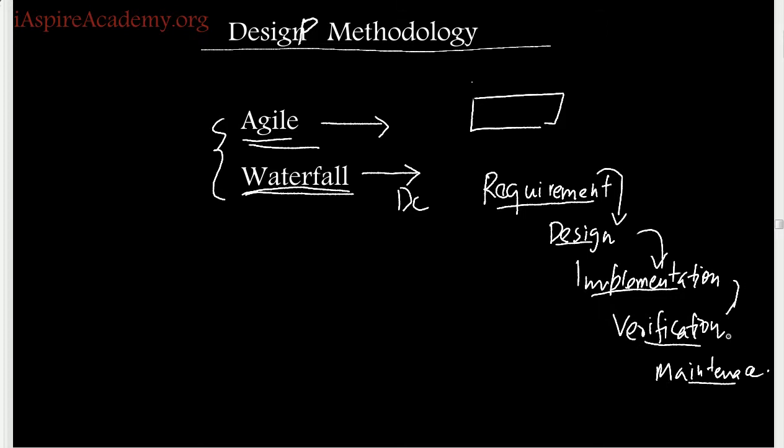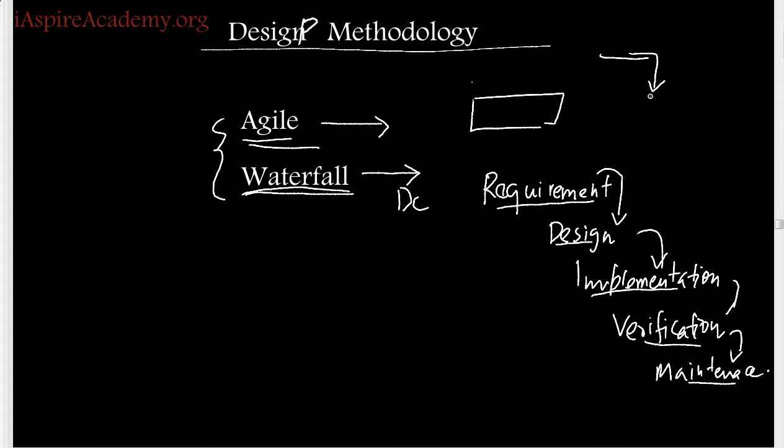That basically means that when water falls on different steps, it covers one step at a time. It falls on this, covers this step, and then falls to the next step. And when it traverses that step, it falls to the next. So that captures the idea that one step has to finish before the next step starts, and this is called waterfall.